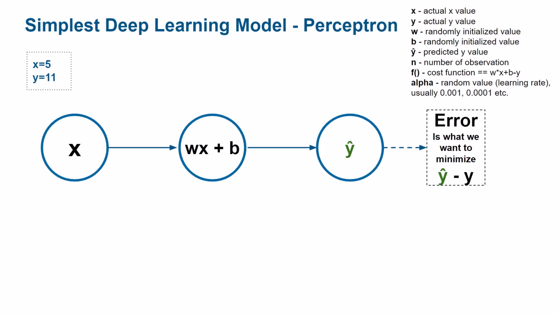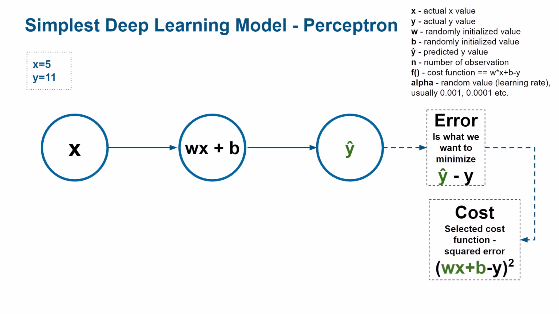And for this step, we have to select a cost function. And we have chosen squared error. And as you can see, in the cost function, we just replaced y hat with the equation presented here.